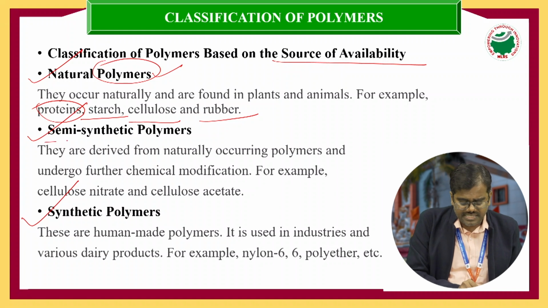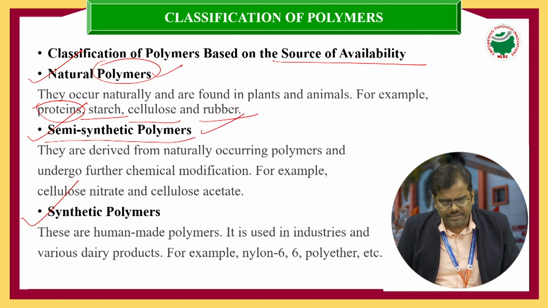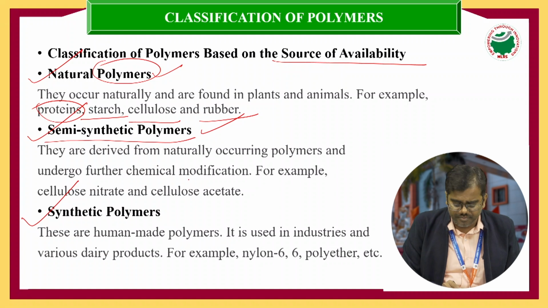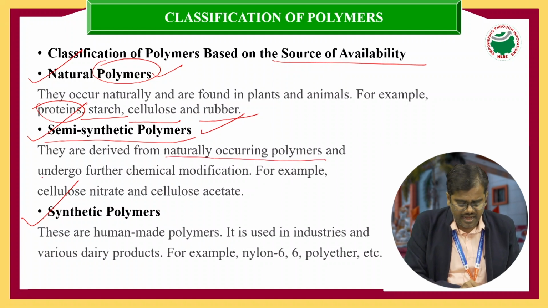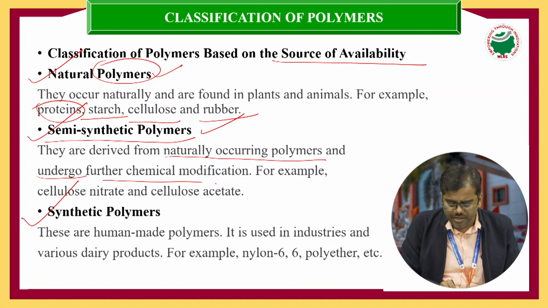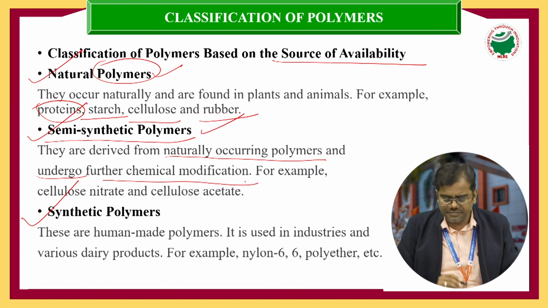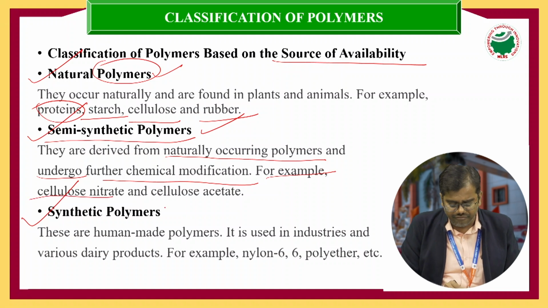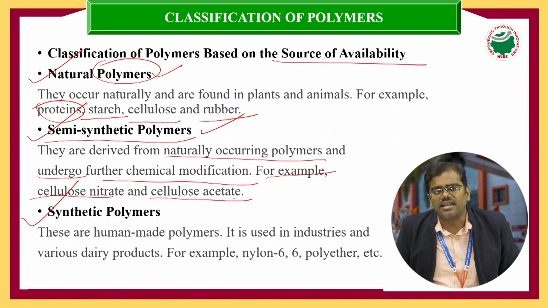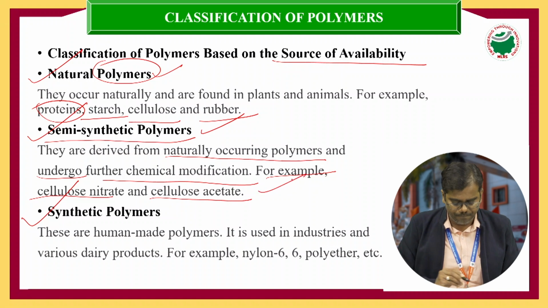Second classification, the semi-synthetic polymers. Semi-synthetic polymers are derived from naturally occurring polymers and undergo further chemical modification. The best examples of semi-synthetic polymers are cellulose nitrate and cellulose acetate. These are the semi-synthetic polymers.